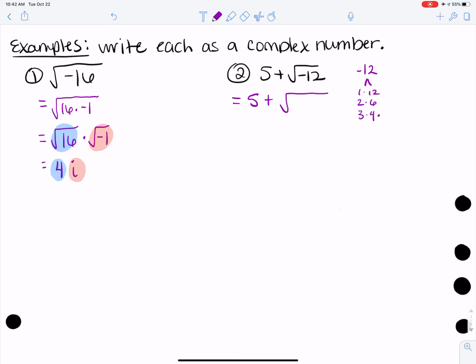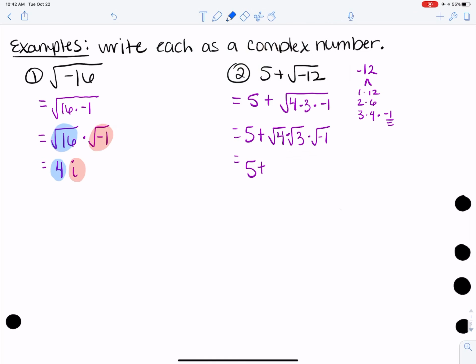But don't forget, we have that negative 1 that we have to multiply separately. So I'm going to rewrite it as 4 times 3 times negative 1. And then technically, that is the same thing as 5 plus the square root of 4 separately times the square root of 3 separately times the square root of negative 1 separately. And now we can write our final answer. Nothing is happening with the 5 at all, it's just coming on down.